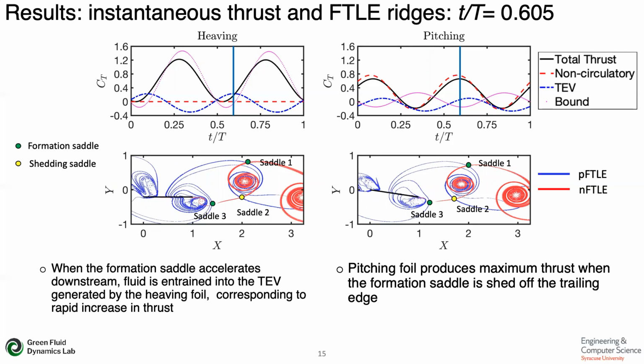As the formation saddle accelerates downstream for the heaving foil, a pathway for the fluid is opened up near the trailing edge that allows the flow to be entrained by the trailing edge vortex. As the vortex grows due to flow entrainment, we see that there's a rapid increase in thrust production. On the other hand, for the pitching foil, at this time frame, maximum thrust is produced at approximately the same instant as when the formation saddle is released from the trailing edge.